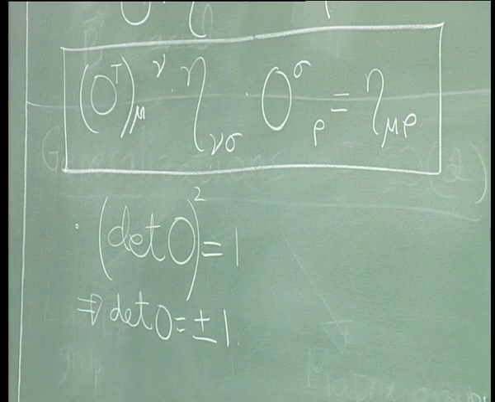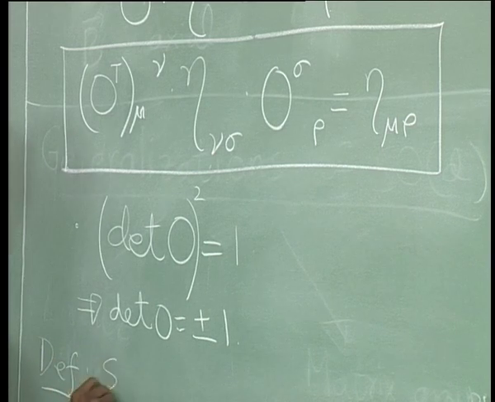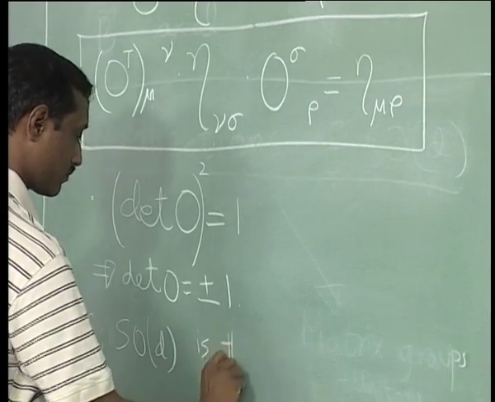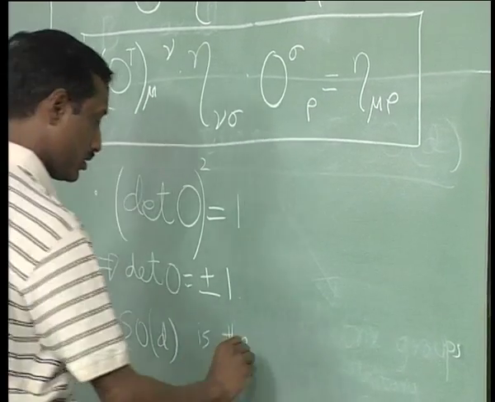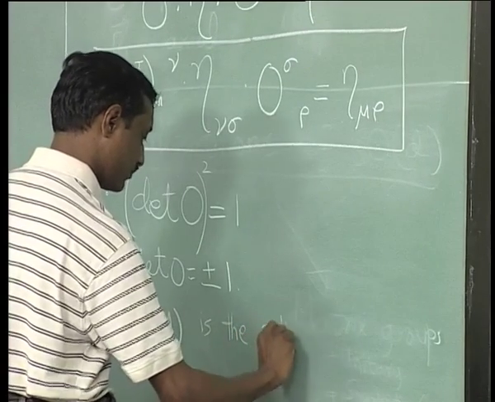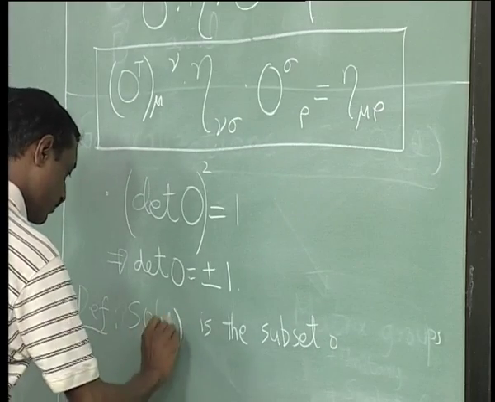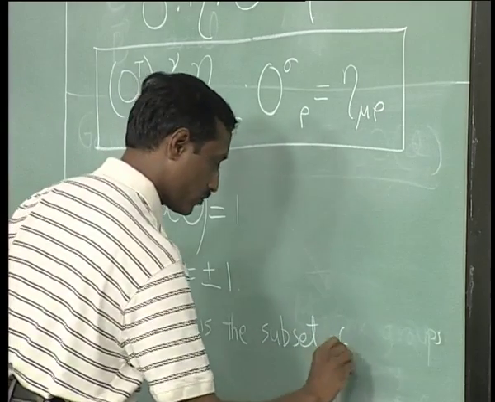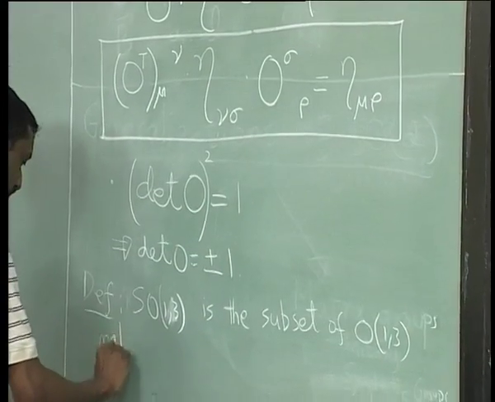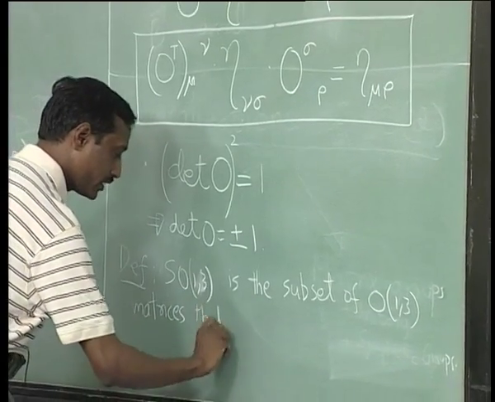Okay. So, obviously we can define SO(1,3) as a subset of O(1,3) matrices that have determinant 1.